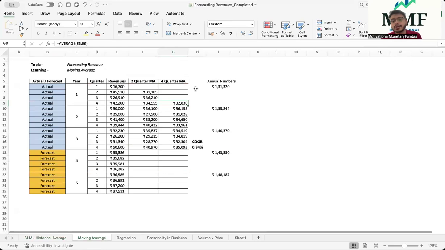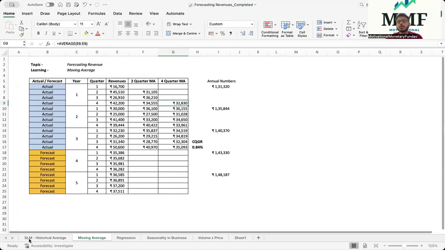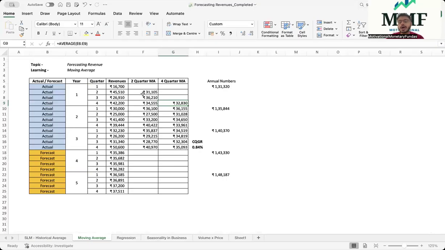Then the second method you talk about is the moving average method. Now, the moving average method is something you might not be using on a daily basis, because you will either be using the historical method or the regression method. But sometimes you have to show your management or your clients certain basic things on a quarterly basis, right? Because we know companies tend to declare results on a yearly and quarterly basis.